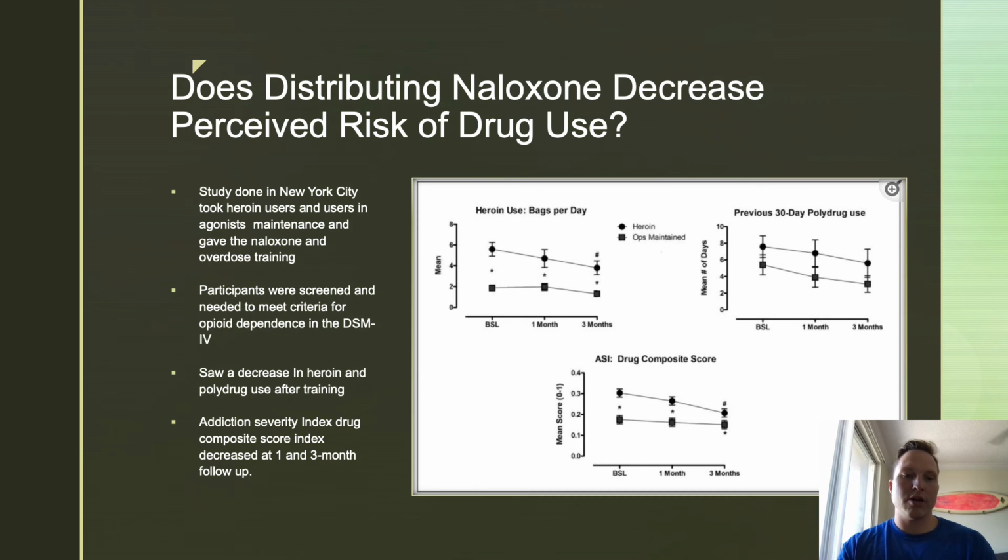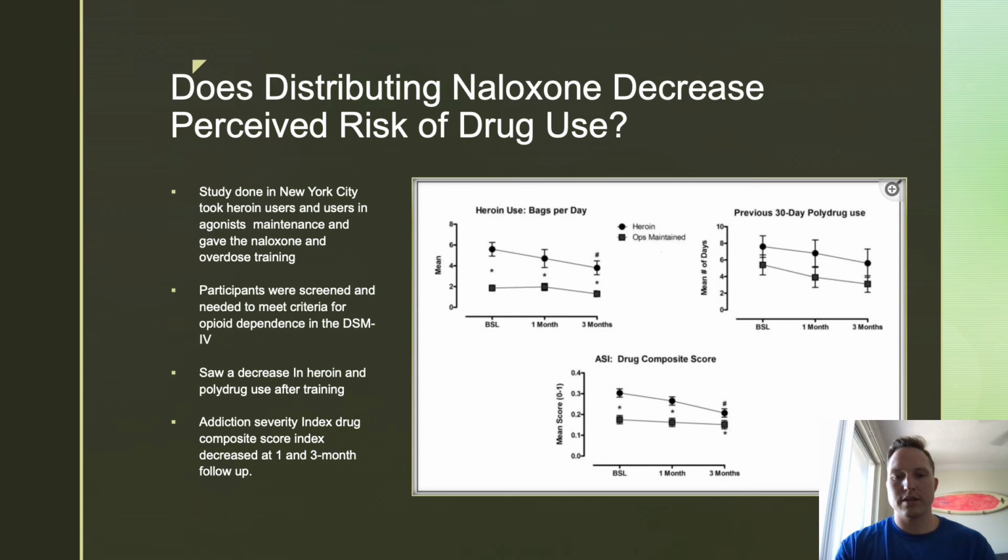And what they actually saw was a decrease in heroin and polydrug use after training. So as you can see from these charts, they had to do different follow-ups. For instance, they had a 1 month follow-up and a 3 month follow-up. And they actually saw a decline in the amount of drug use after the training with naloxone.